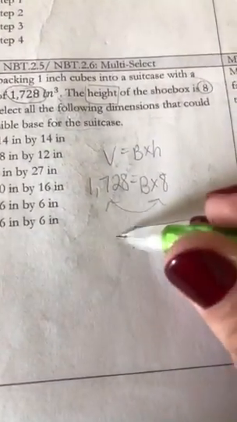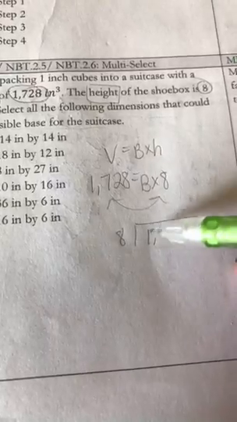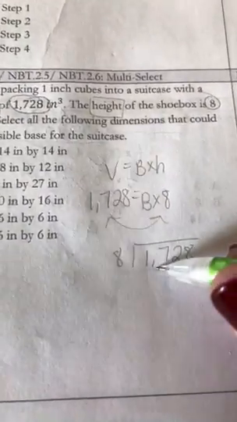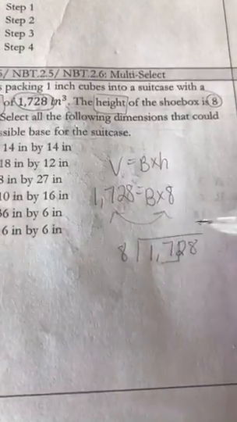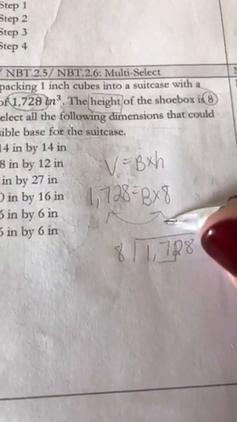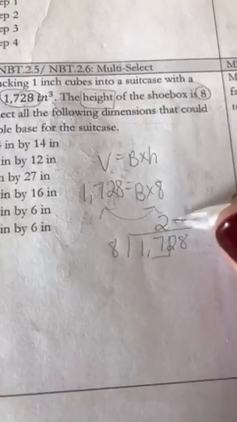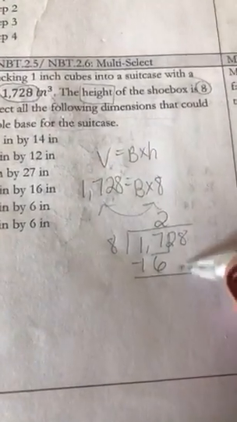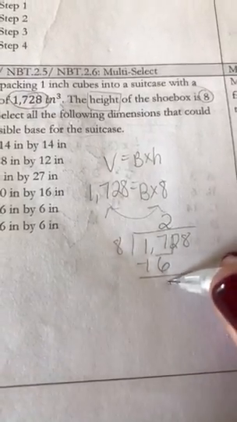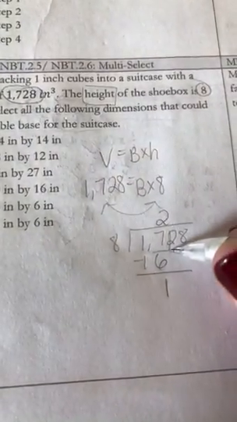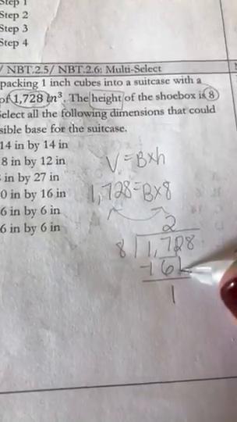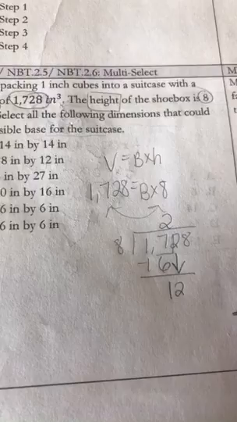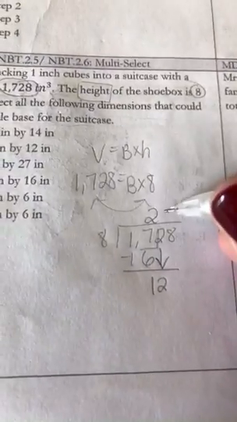1,728 divided by 8. So can 1 be divided by 8? Nope. Can 8 go into 17? Yes. It can go in how many times? Right. It can go in 2 times because 2 times 8 is 16. And when I subtract that, I have 1 left over. So now I can move on to my tens place. Drop down my 2. And 8 can go into 12 one time.